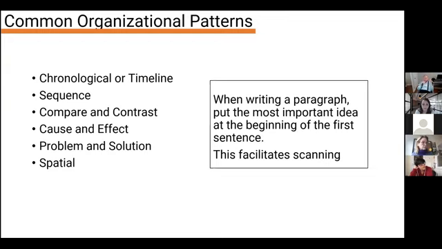Or you can organize by sequence. First, this step happened, then that step happened. That's how you organize a recipe, right? You say, first, light the stove, then put on the frying pan, then put the oil into it, then put the stuff in and brown it. So you give it to them that way.